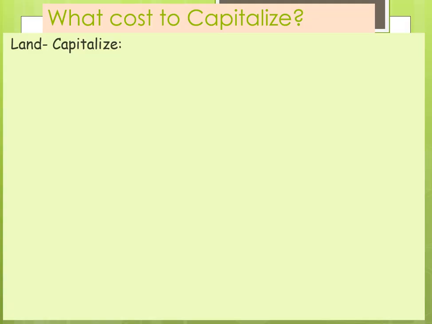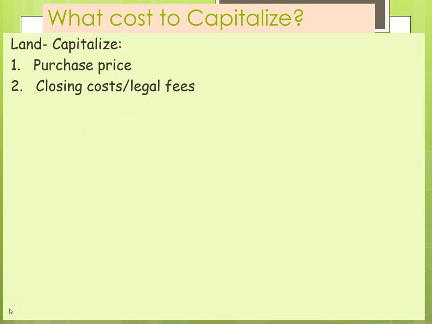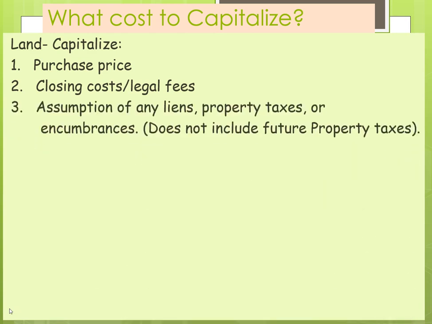So what happens if we buy property? Well, we would include the purchase price, the closing costs and the legal fees, the assumption of any liens, property taxes, or encumbrances, but it doesn't include future property taxes. Those are treated as an expense. Title searches and title insurance.